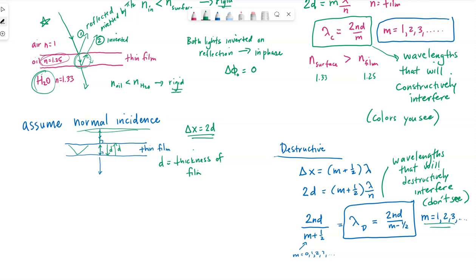These m values mean there are multiple wavelengths that will destructively interfere.